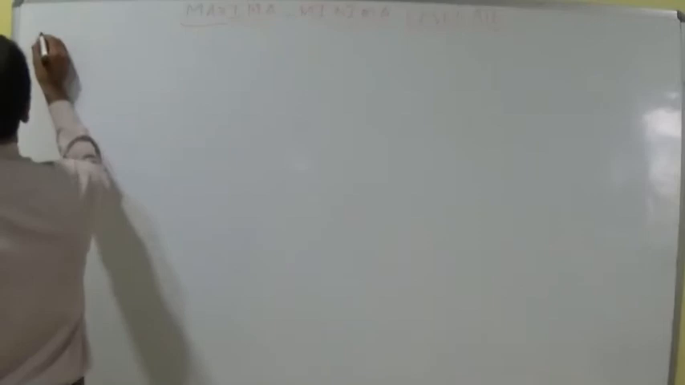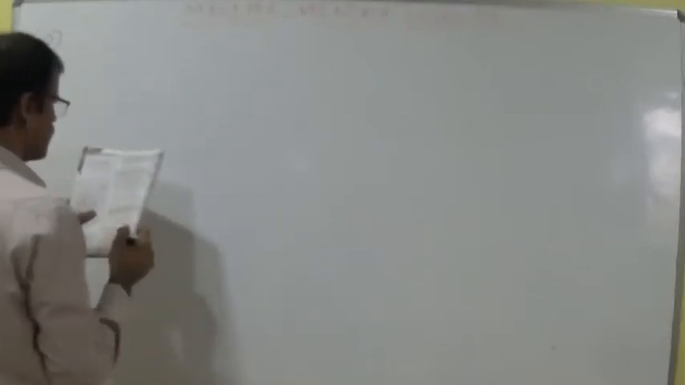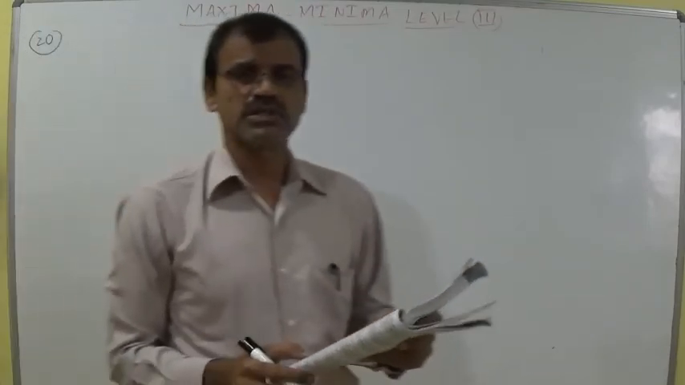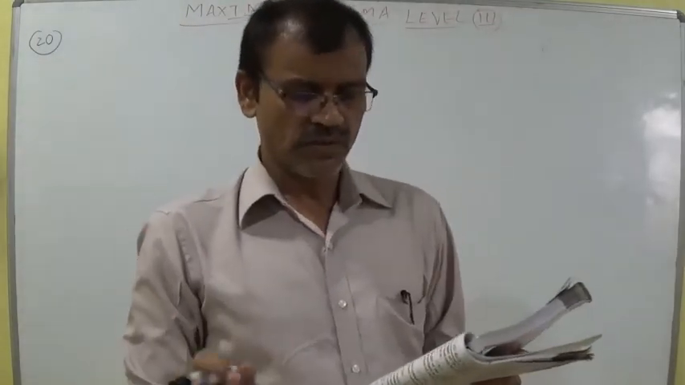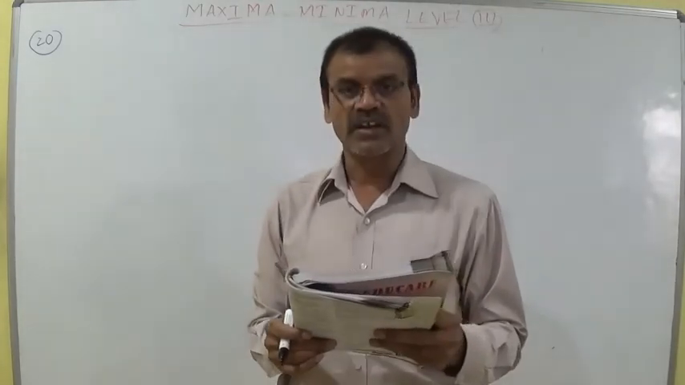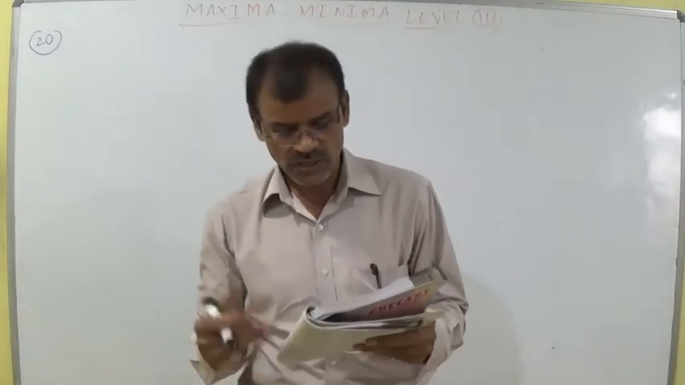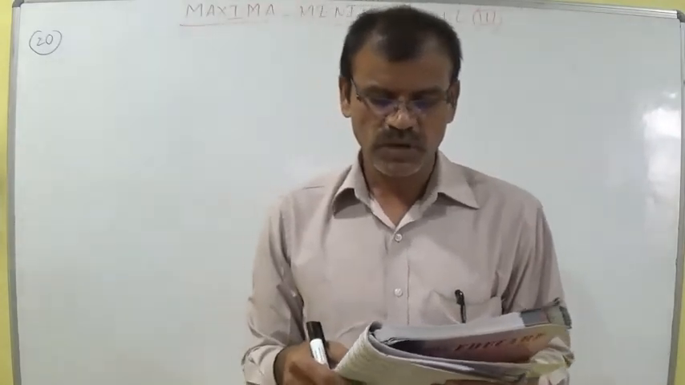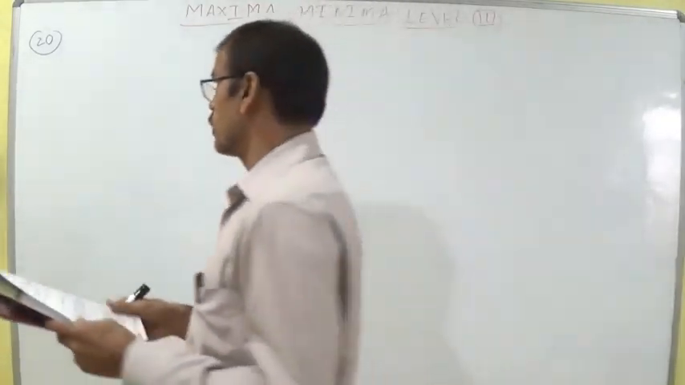20. A straight line through the point h comma k, where h greater than 0, k greater than 0, means everything is in the first quadrant. Don't confuse about second, third or fourth. Here it is in the first quadrant. If you take trigonometric equations also, you can take in Q1. It makes positive intercepts on the coordinate axes, then the minimum length of the line intercept between the coordinate axes.